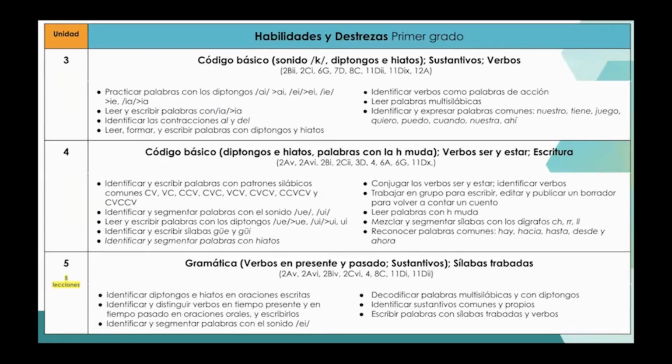You also have habilidades y destrezas for first grade. All the different skills, phonics, different word segmenting, blending, any sentence structures that the students will be learning. Take a moment and pause your computer so that you can go over these different skills.